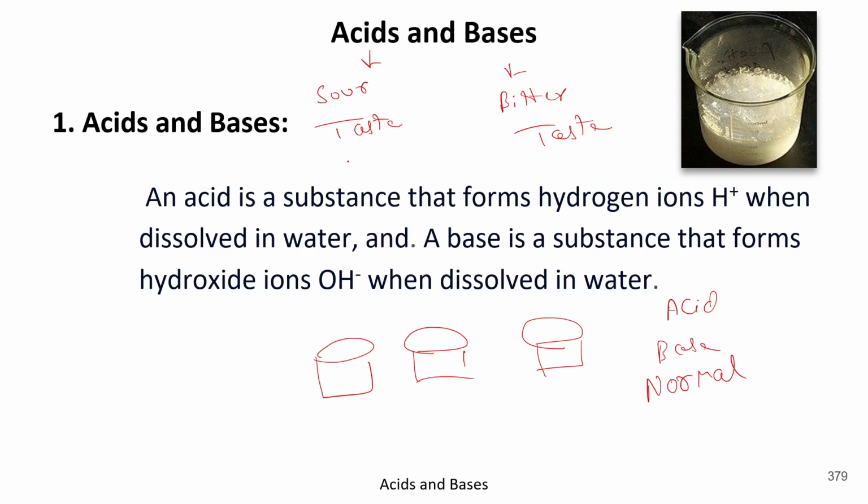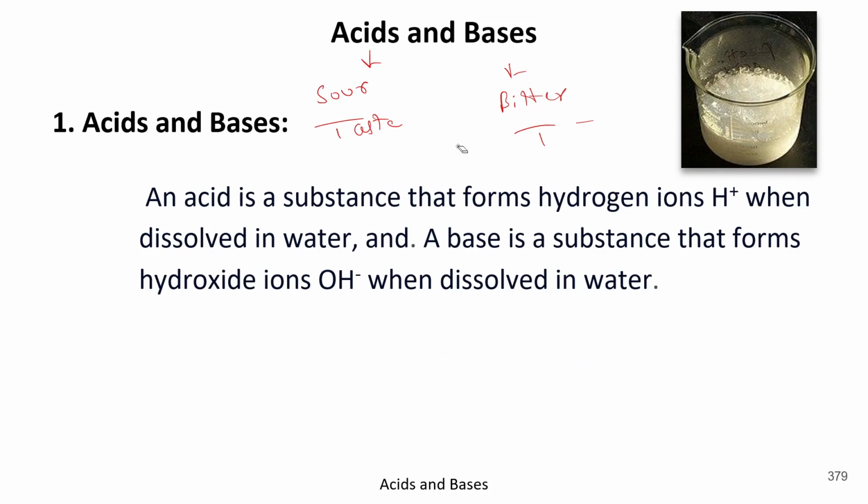If it tastes sour, then it is an acid. If it tastes bitter, then it is a base. And if it tastes like nothing, then it's normal. Would you do that? No, generally we can't. So how do we find out whether the thing is an acid, a base or a normal thing? For this, we have developed some indicators.